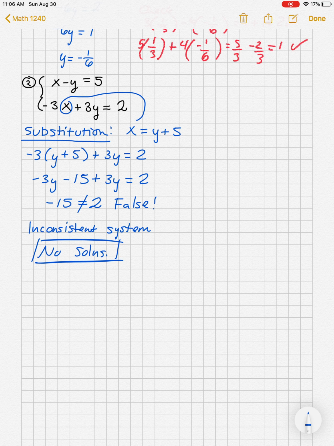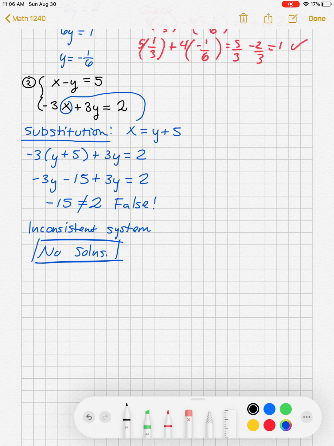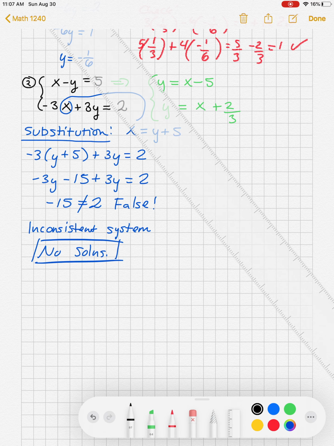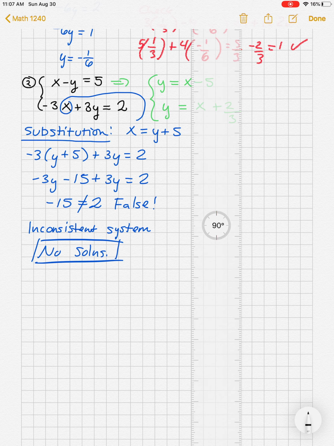Do I want to graph this so I can see what's going on? Let's see. This one looks like y equals x minus 5. And this one, I have 3y equals 3x plus 2. Divide by 3, so this one would be y equals x plus 2/3. So there's what my system of equations looks like if I solve for y. You can see immediately what's going to happen here, even if I don't do a fancy graph, but I'll do a rough sketch.